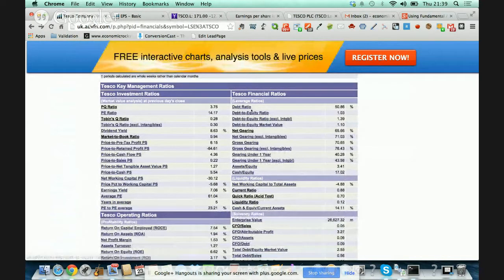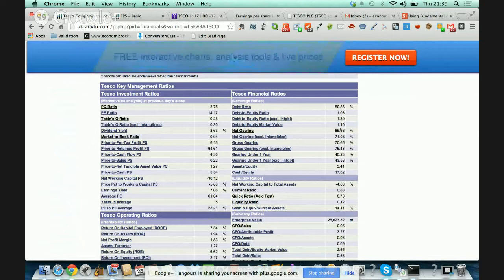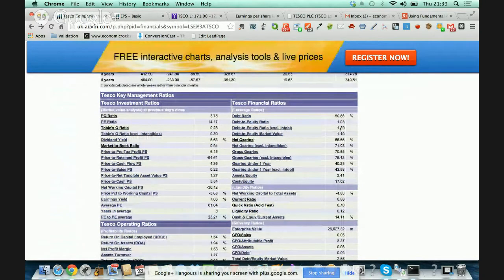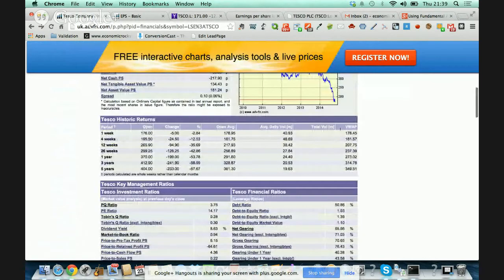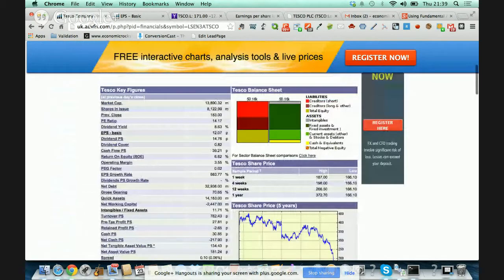Some of the ratios here. Okay, we have a high debt ratio. It's net gearing. It seems to be a highly geared company, so there's high levels of debt. You could look at earnings in a number of ways. If earnings are quite high and quite good, and we'll assume that they're good for Tesco given what we have reported here, earnings of 12p.